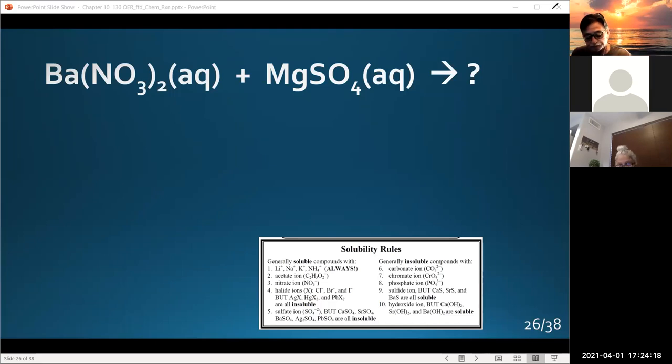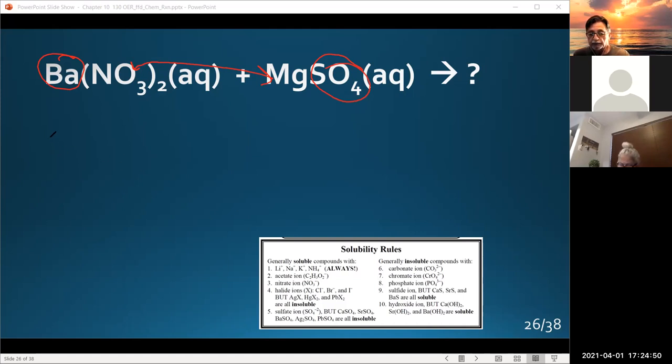Okay. Now, first thing is this. We have barium nitrate and magnesium sulfate. What's going to happen is the barium is going to exchange with the sulfate, and obviously the magnesium is going to combine with the nitrate. All right. Now, before we put any of these together, let's first write them in ion form to make sure that we put them together in the right ratio.